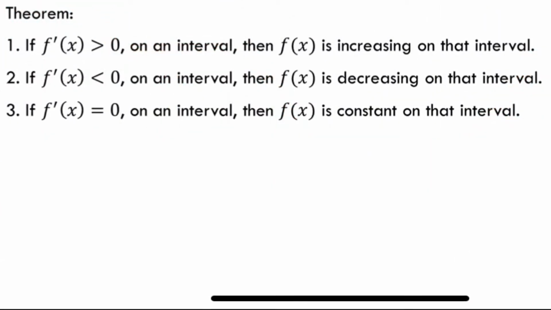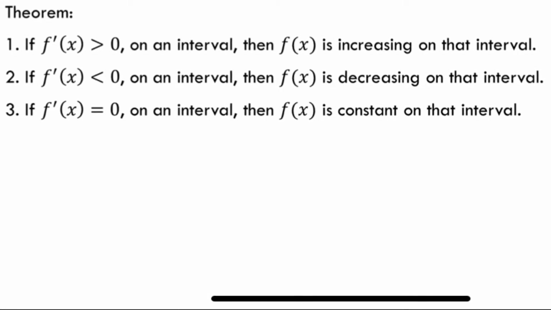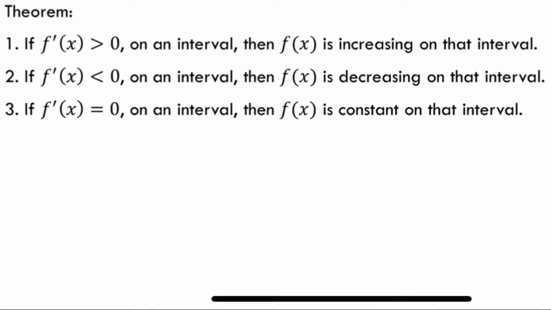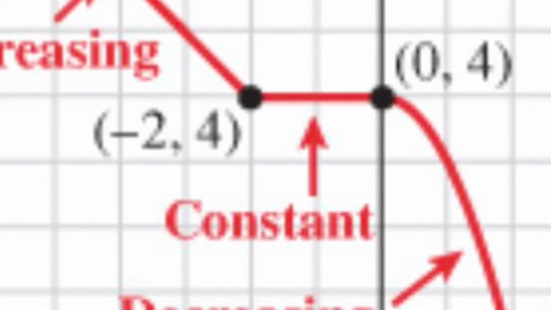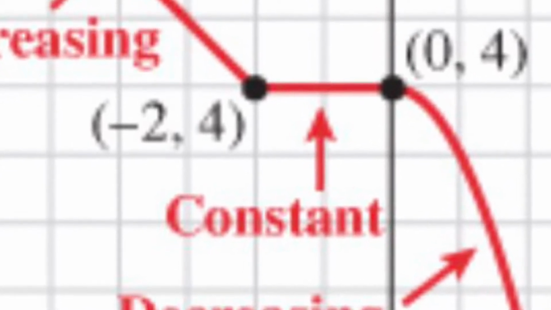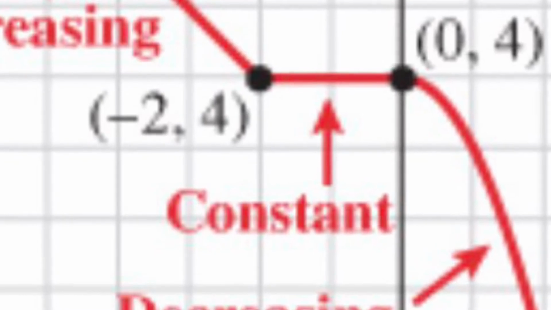Well, what if I take the derivative and I have a 0? What's happening then? Is it increasing or decreasing? Well, as a matter of fact, neither. It's constant. Constant means it's a horizontal line. So you have one of 3 options. That's the third. Let's find out how we do it.